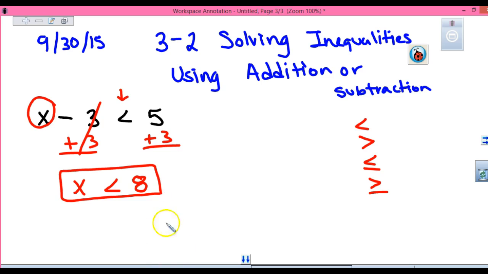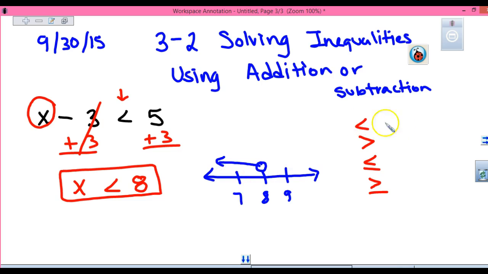Now we have to graph our solution. If we graph x is less than 8, will this be an open or a closed circle? Open. And x is less than 8 means all the numbers to the left of 8.